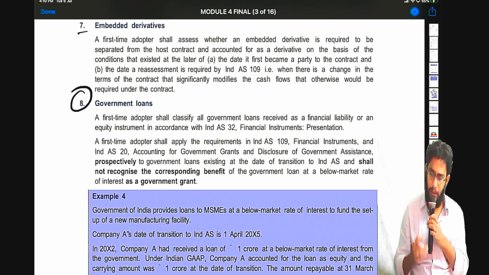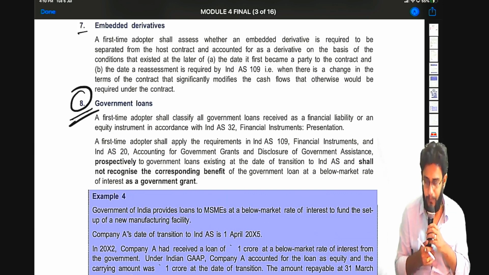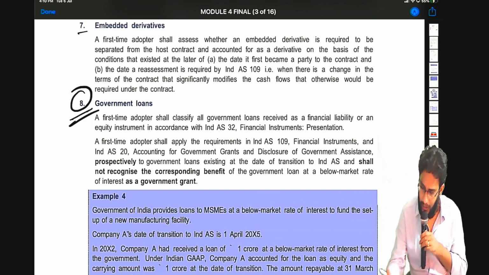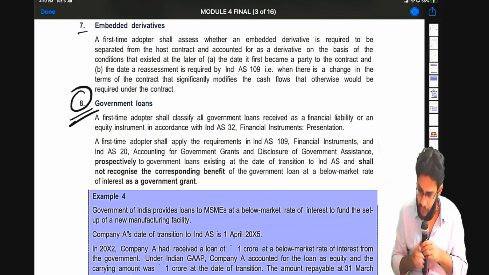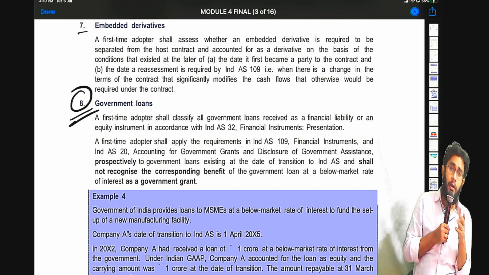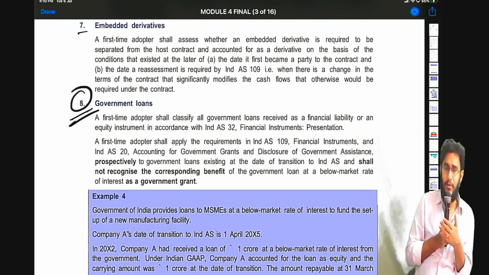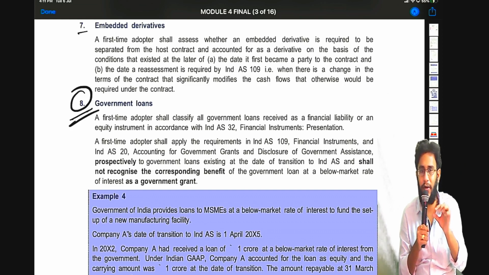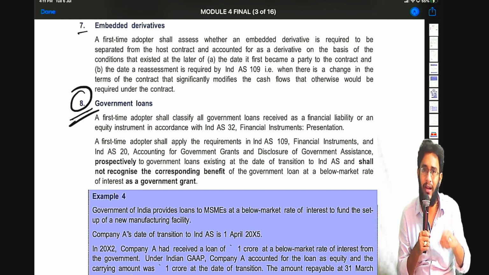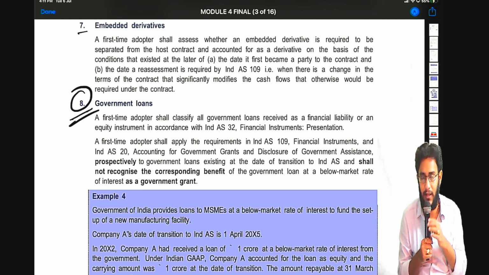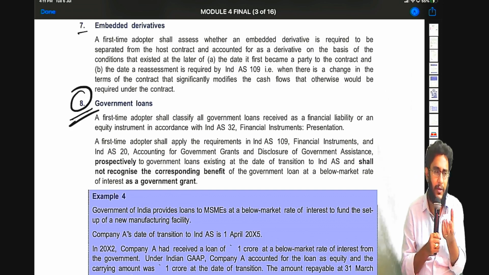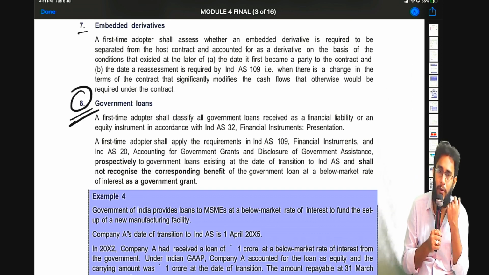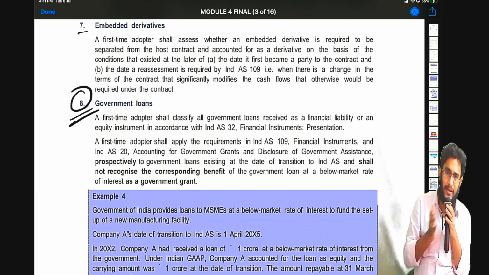So guys, after embedded derivatives, the next important one is government loan. Okay, I'll quickly tell you this. In the grant standard also, you might have covered this. When you take a loan from a government at a concessional interest rate, or an interest free loan from a government, when you take like that, definitely there will be some grant component and some loan component. We discussed in Ind-AS 20 as well. No, we will separate it, we will split it.